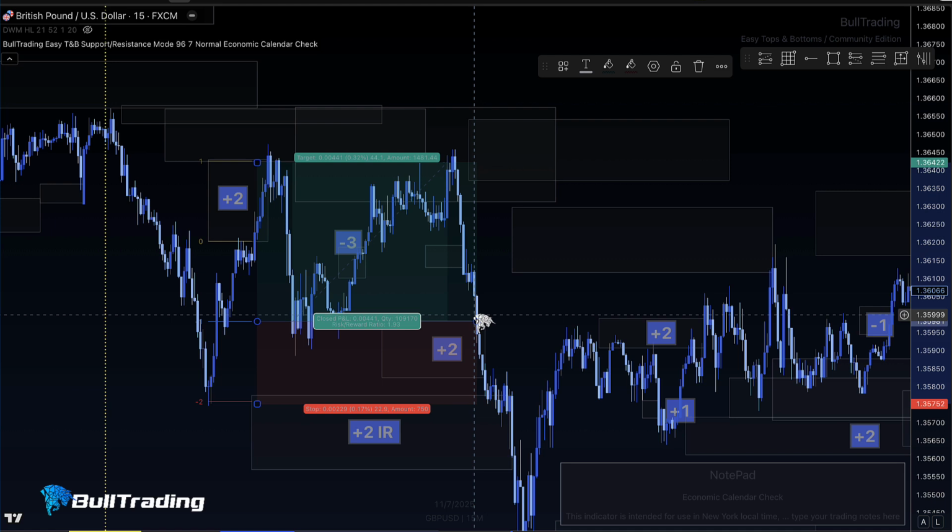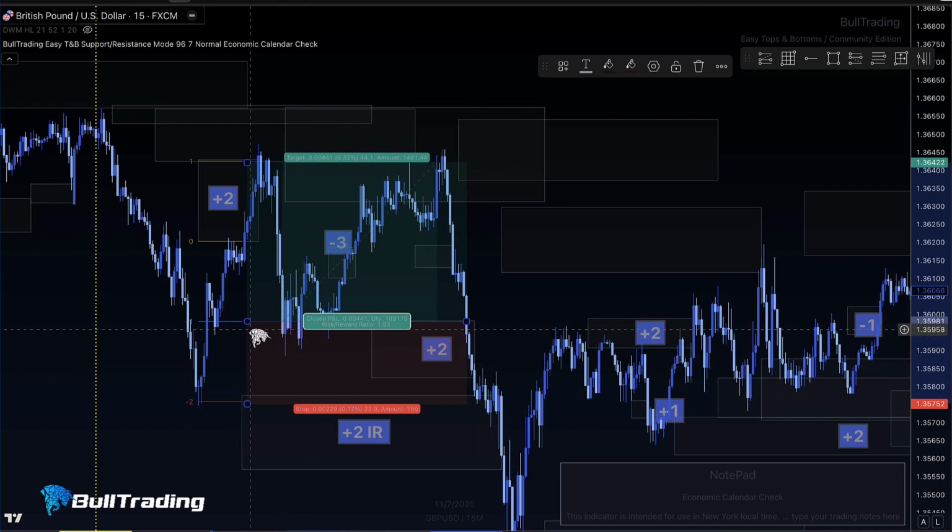So a big zone, big stop, means small lot size. A small stop will mean bigger lot size. So don't bet a fixed lot size because it will not work. Now that I have shown you the basic principle, you can see that we have here a +2. Now there is only a small exception to the rule.